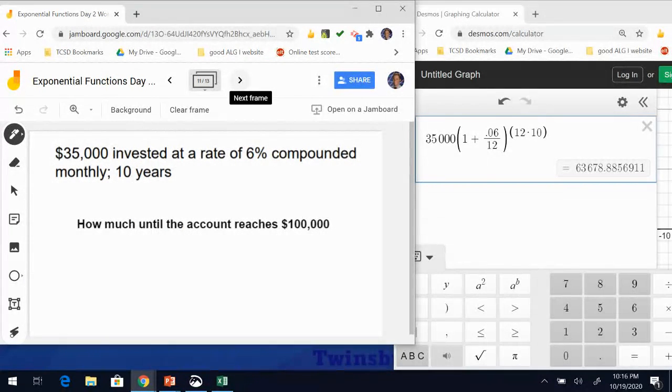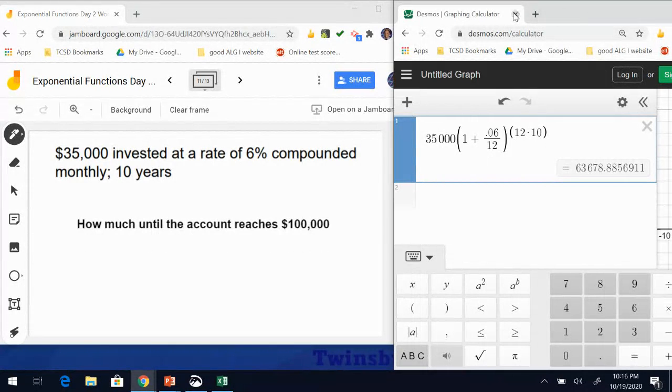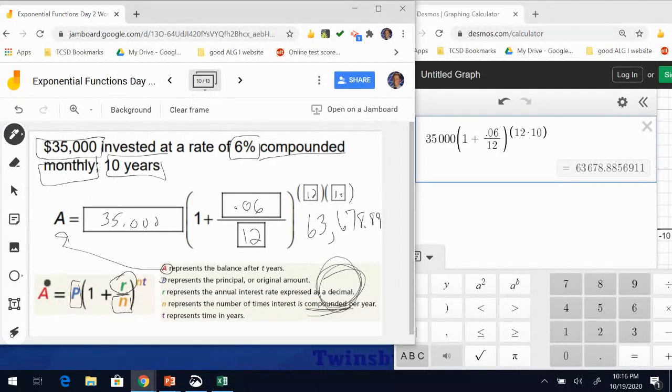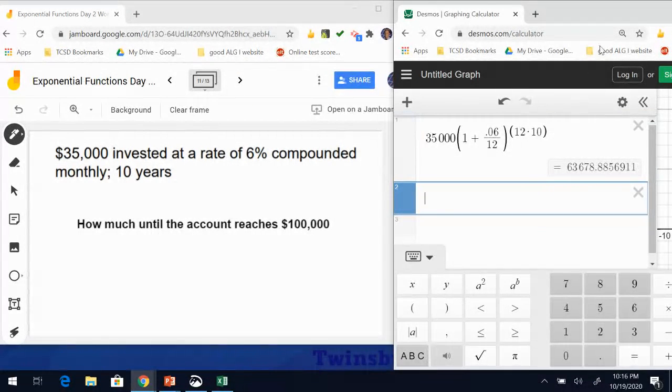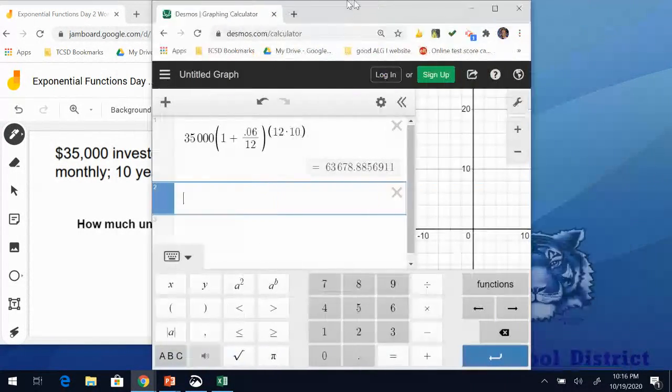All right, so using this same problem, I want to show you something in Desmos. I'm going to bring this over here. We want to know when that $35,000 is going to turn into $100,000. All right, so how many years will it take to turn into $100,000? So if I look at this equation, I want A to equal what? I want A to equal 100,000. So what I'm going to do is bring this over here real quick.